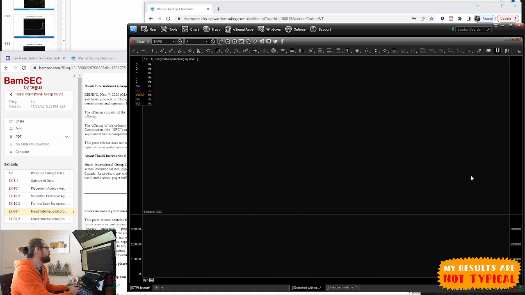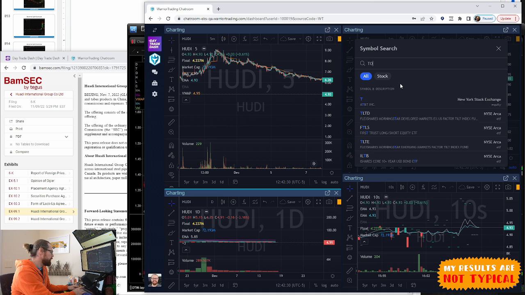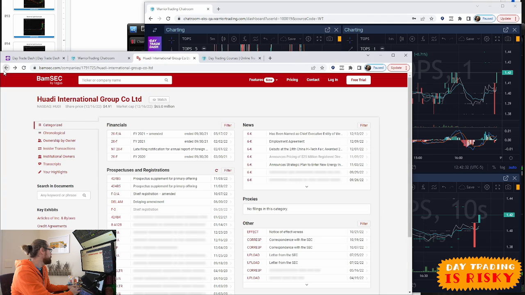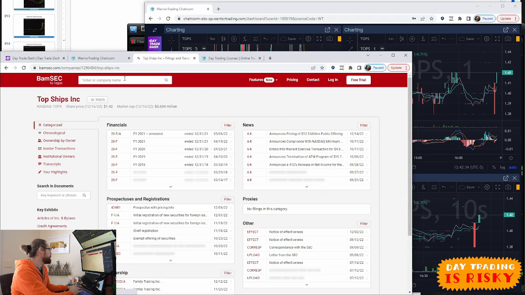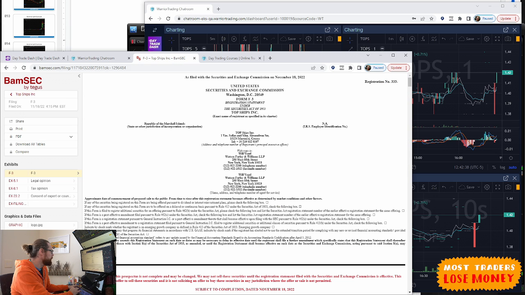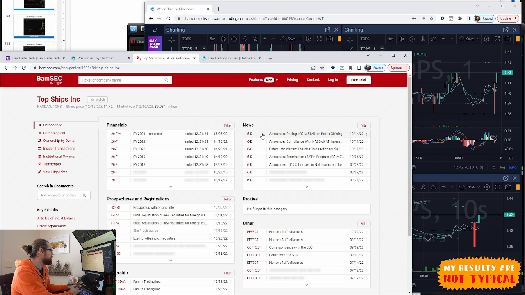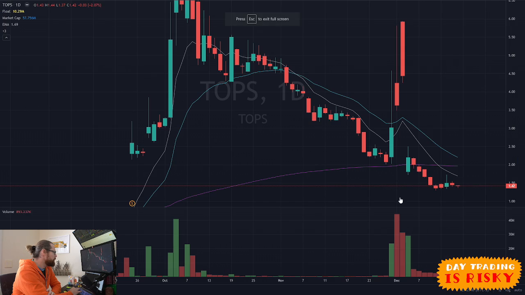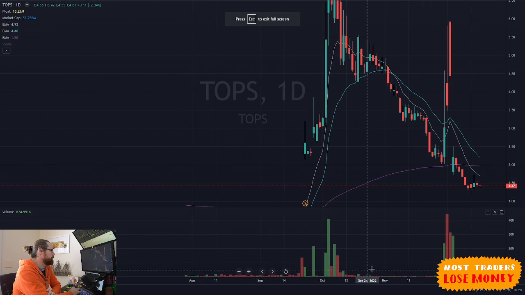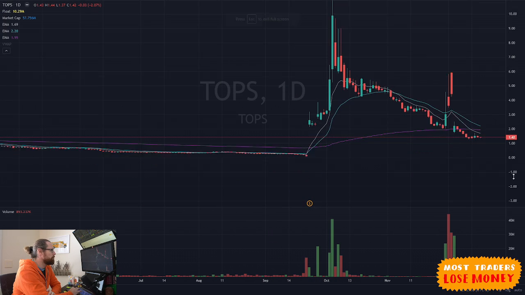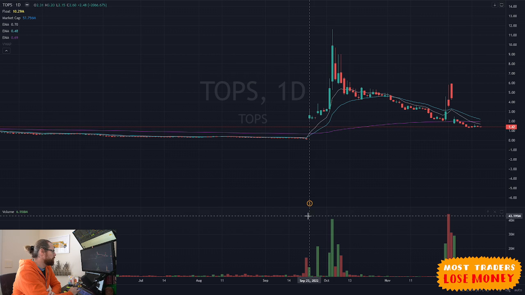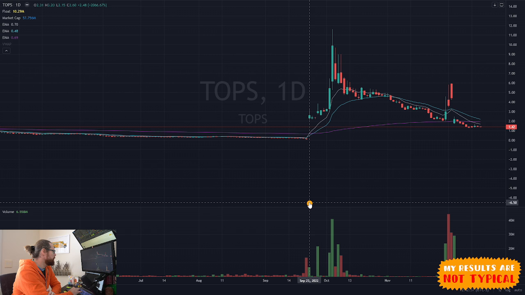Let's look at TOPS. Let's switch back to this here. All right, so we'll look at TOPS. It's another stock that has an F3 shelf registration. It's a foreign company. It looks like they're out of Greece, Top Ships. They did a $13 million public offering right here. And let's look at this chart. You could probably guess around when the offering took place. So reverse split right here, showing on the chart.